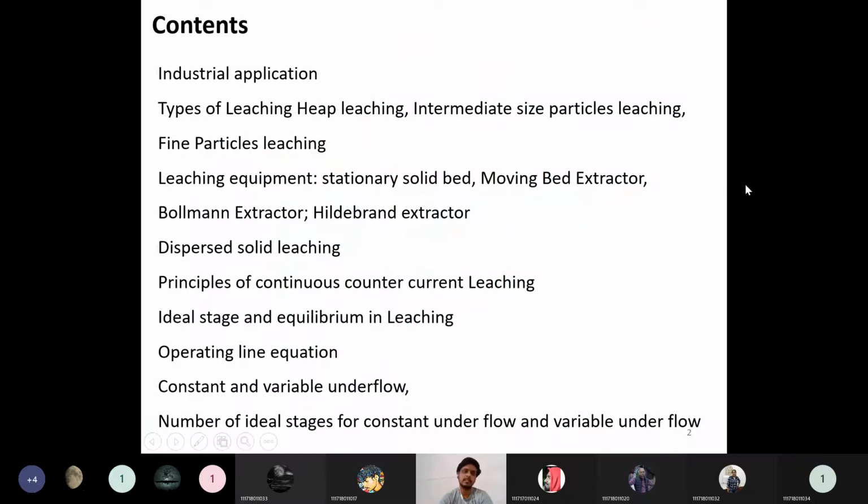So contents inside this one are industrial applications of leaching operation and definitions. After definitions, we have to define the industrial application. Since we have already seen industrial applications, now today we will see the types of leaching operations. So how many types of leaching operations are there? What are the classifications of these leaching operations?